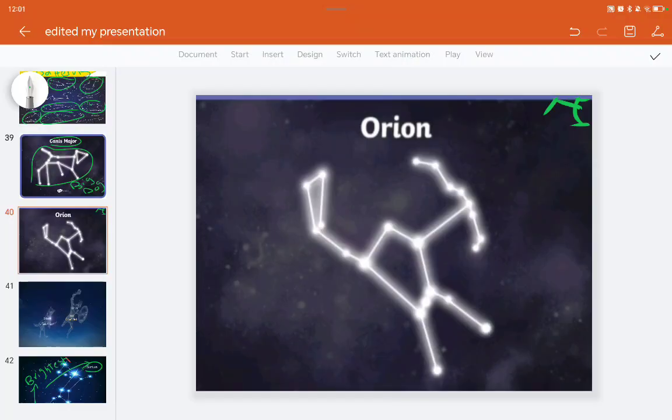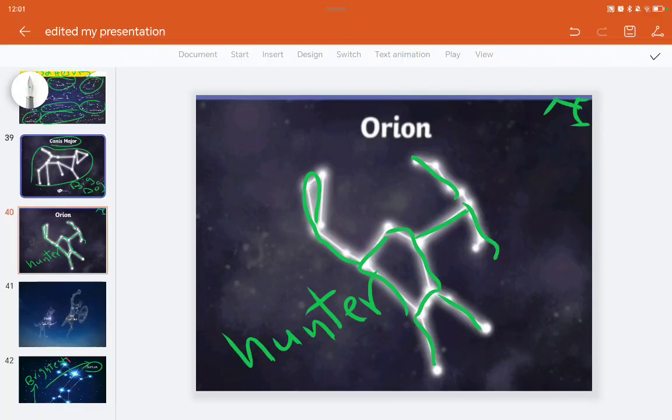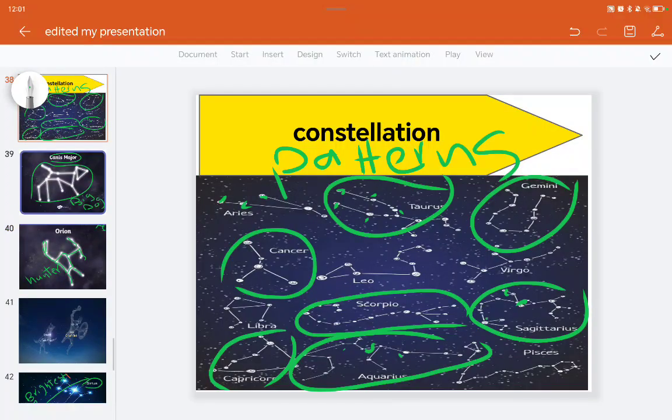Orion pattern looks like what? It looks like a hunter. This is the Orion pattern. Orion pattern looks like what? Looks like a hunter.